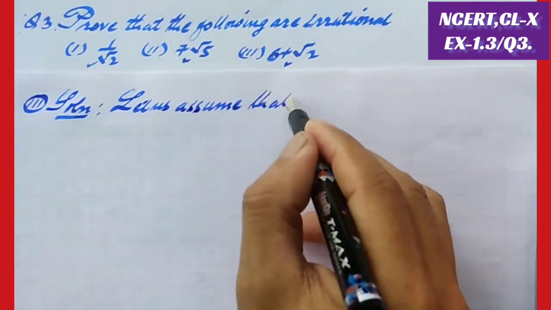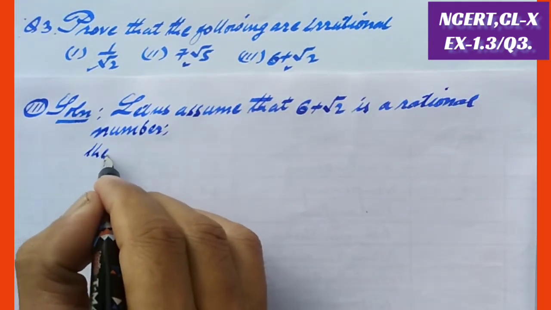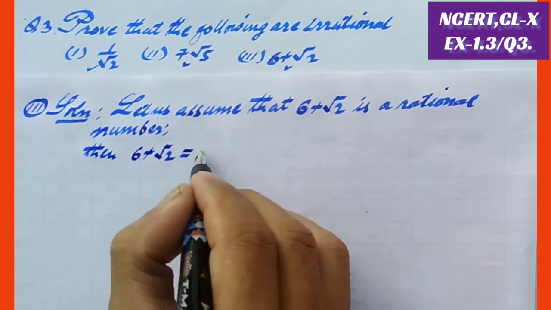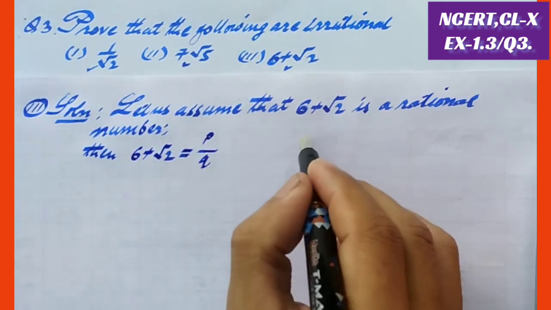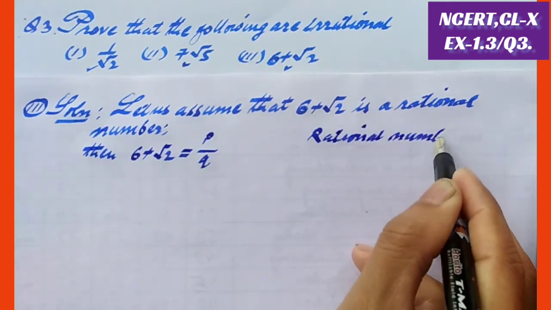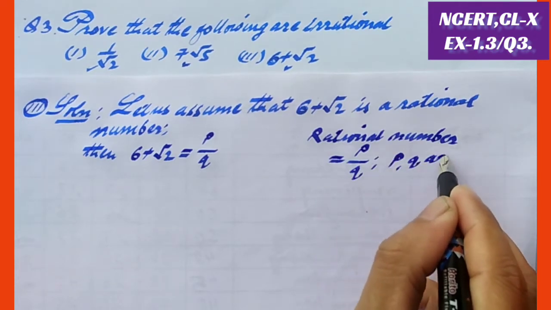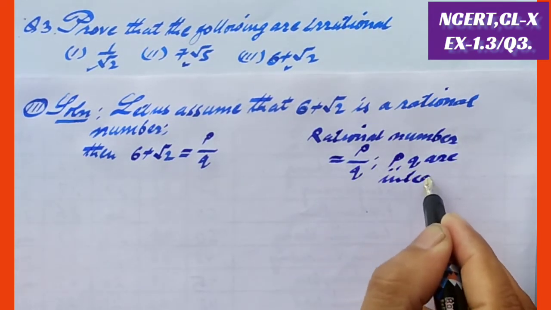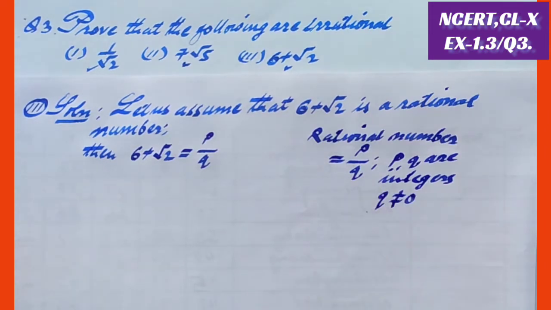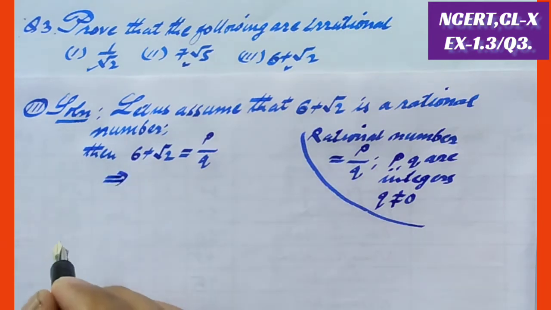Let us move to Roman number 3 solutions. Let us assume that 6 plus root 2 is a rational number. Then 6 plus root 2 is equal to p by q. As usual, I explain to you that a rational number is equal to p by q, where p and q are integers and q at the denominator is not equal to 0. Let me keep aside this one. So let us simplify this one.